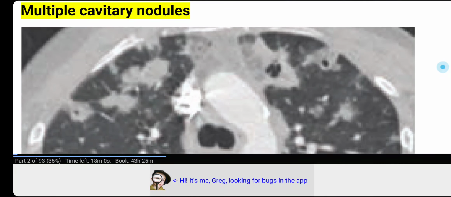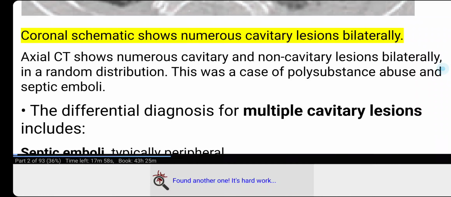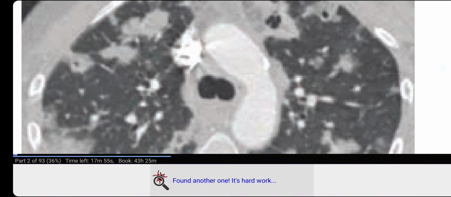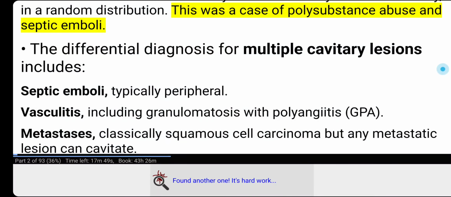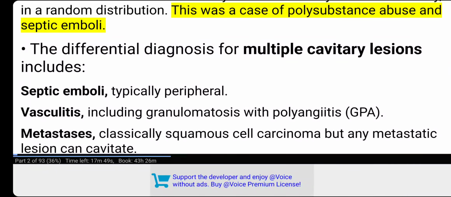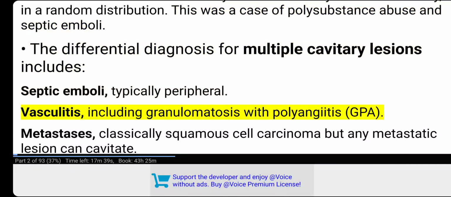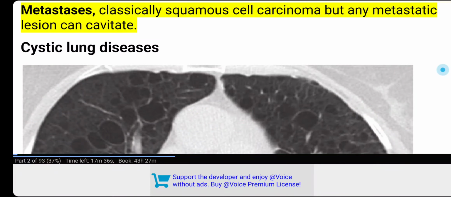Multiple cavitary nodules. Coronal schematic shows numerous cavitary lesions bilaterally. Axial CT shows numerous cavitary and non-cavitary lesions bilaterally, in a random distribution. This was a case of polysubstance abuse and septic emboli. The differential diagnosis for multiple cavitary lesions includes septic emboli, typically peripheral, vasculitis, including granulomatosis with polyangiitis, GPA, metastasis, classically squamous cell carcinoma, but any metastatic lesion can cavitate.